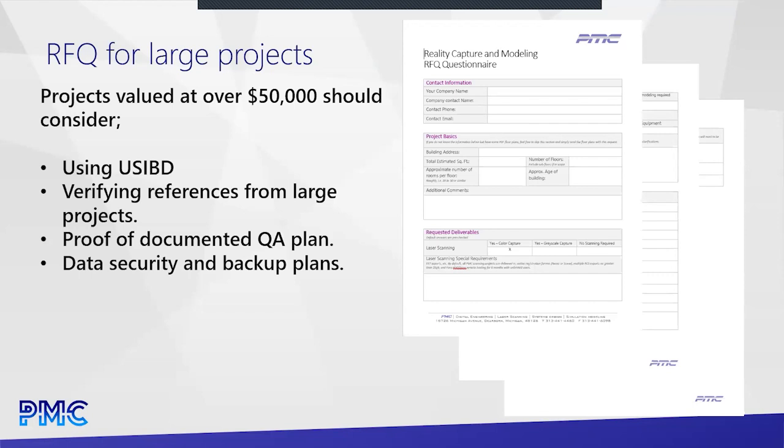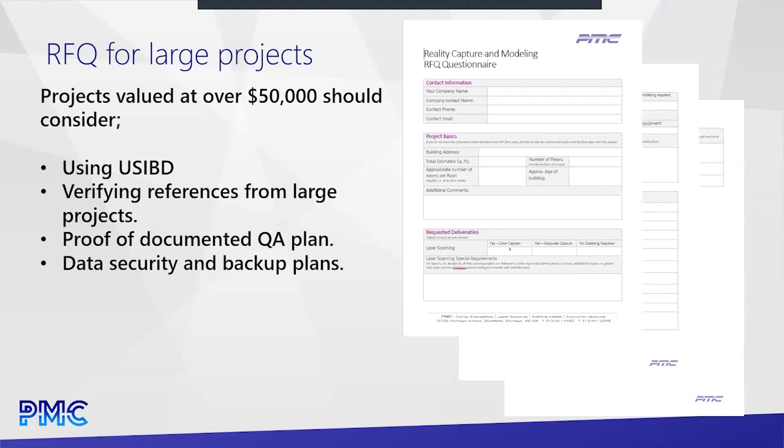And the consequences are higher, they're harder to do. Just verify their references, that they can prove to you that they have done these in the past and that it went pretty well. Definitely at this stage, request proof that they have a quality assurance plan internally. And lastly, what is their data security and backup plan? How are they protecting essentially your data? And what is their guarantee on that?